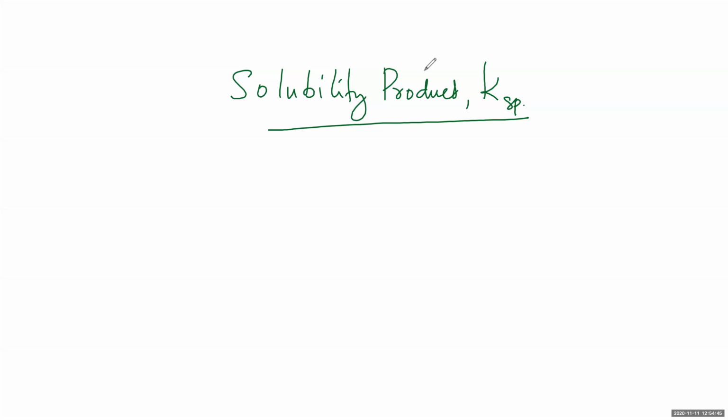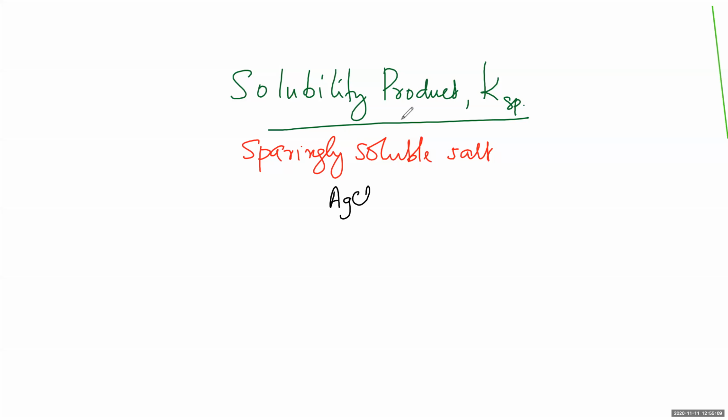A sparingly soluble salt means it is somewhat insoluble. Say, for example, you take silver chloride, AgCl. It is insoluble in water. Insoluble means the solubility is only very low.